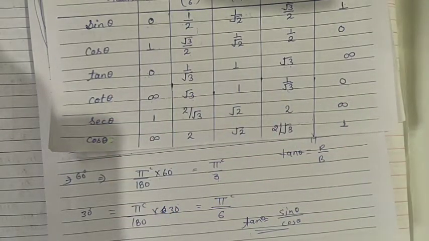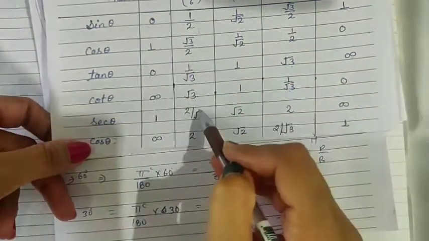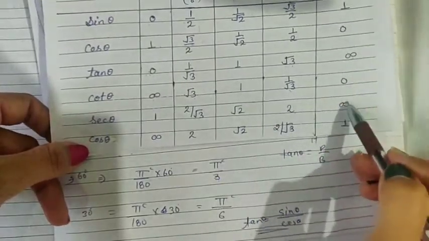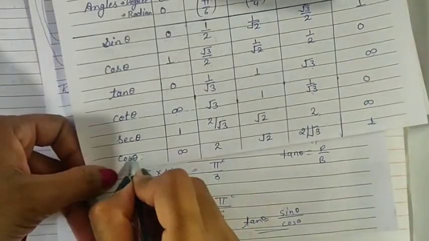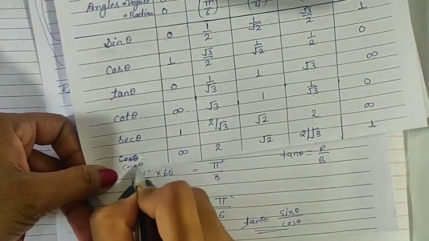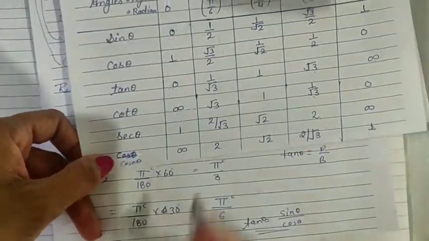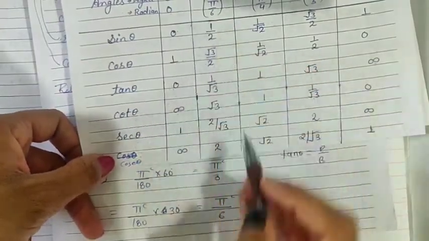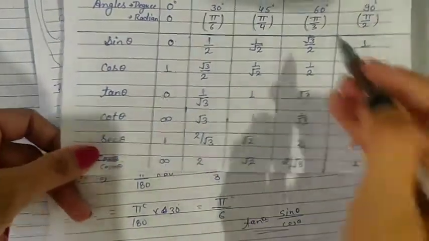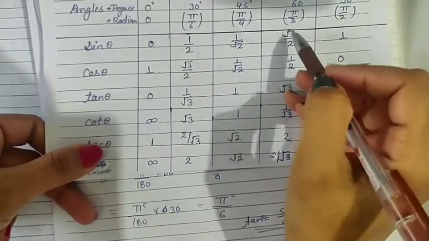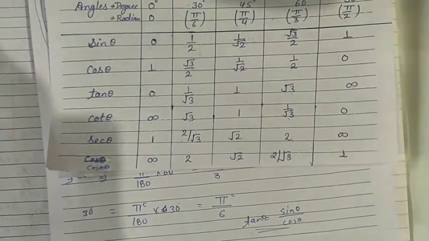Now sec theta, and you know that sec theta is inverse of cos theta. It means 1, 2 upon root 3, root 2, 2, and infinite, because 1 upon 0 equals to infinite. And we know that cosec theta is inverse of sin theta. So 1 upon 0 equals to infinite. 1 upon 1 by 2, that is equals to 2. 1 upon under root 2, that is equals to under root 2. When I take inverse of this, then I get 2 upon root 3, and 1 upon 1, that is equals to 1. So this is your trigonometric table.